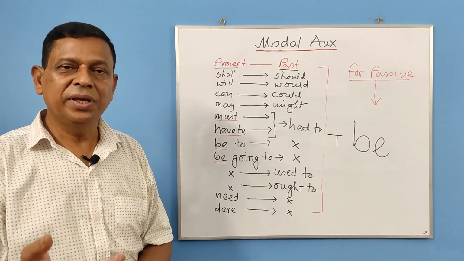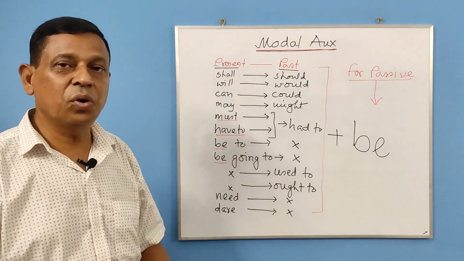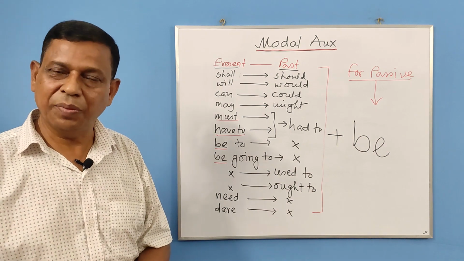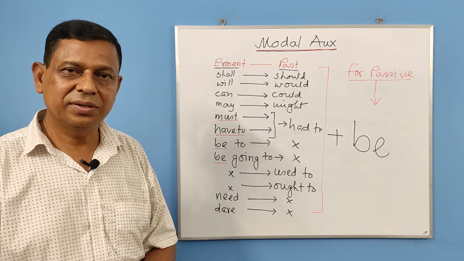Be should be used in passive form for all the modal auxiliaries. I think you have got it. Thanks a lot. Thank you very much.